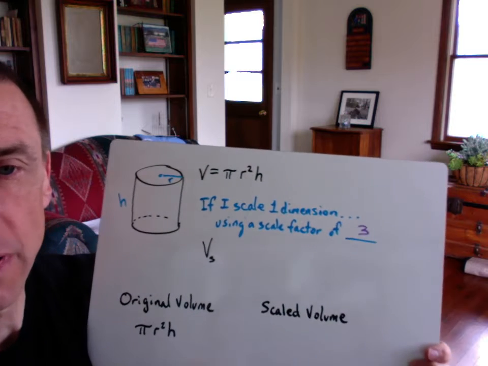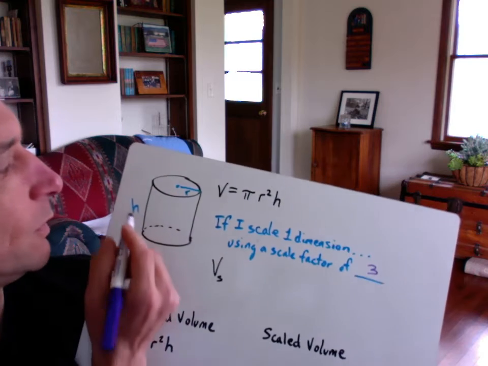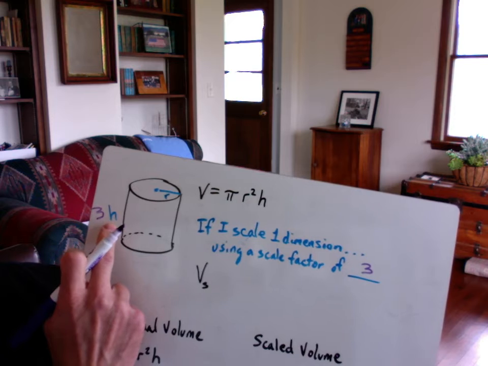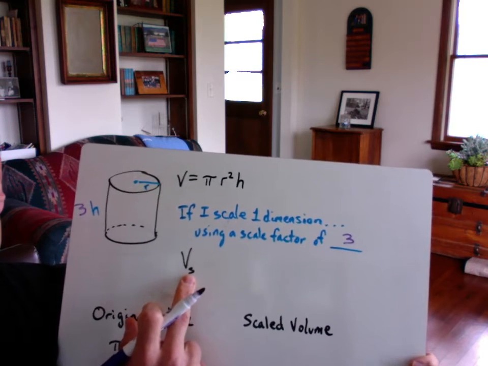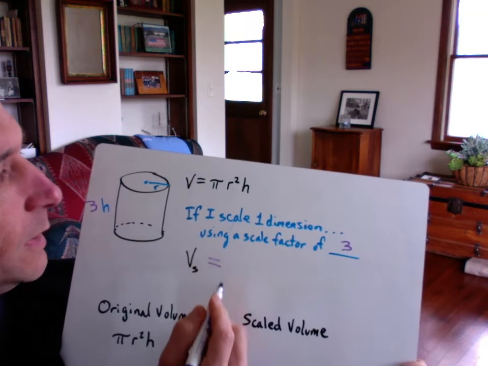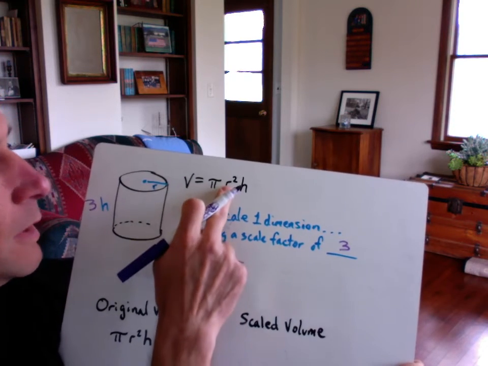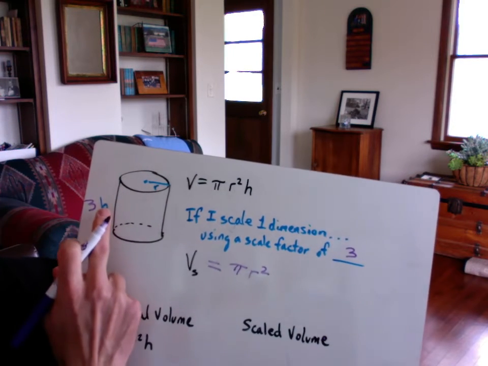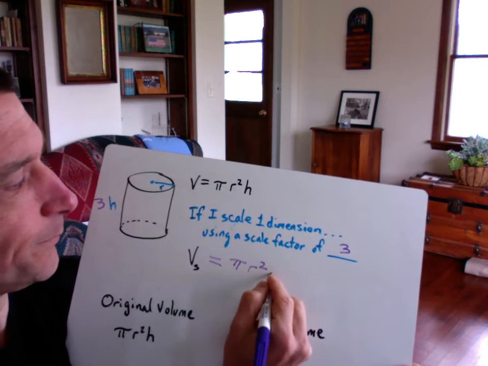that means I might want to make one of the dimensions of this cylinder 3 times larger. So I choose the height. The new height is going to be 3 times as big as the original. This little s stands for scale factor, or scaled. The new volume is going to be, well, pi hasn't changed. It's still pi. The radius hasn't changed. It's still r squared. But the height is now changed to 3 h's instead of a single h.